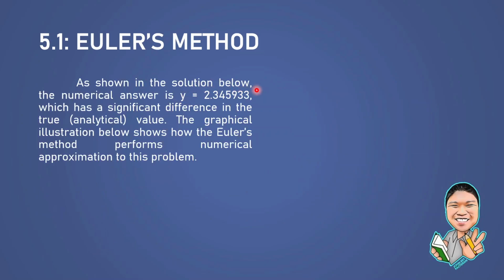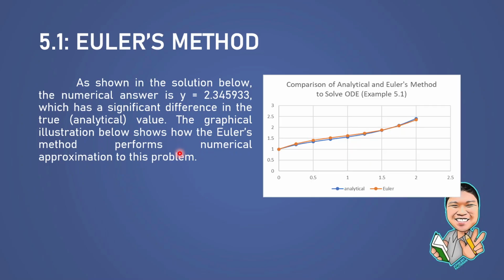So, as shown in the solution below, the numerical answer is y equals 2.345933, which has a significant difference in the true or the analytical value. So the graphical illustration below, or actually at the right, shows the Euler's method perform numerical approximation of the problem. So, itong blue one, that is the analytical or the exact. So, ito yung analytical differential equation. Tapos, the red one is kung paano sinolve ni Euler yung differential equation natin, class.